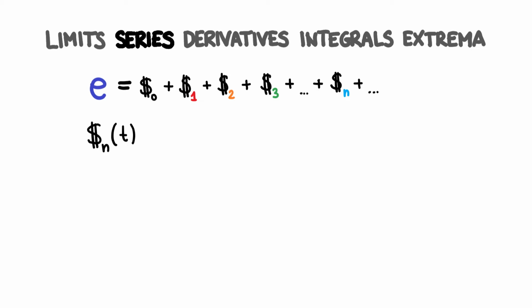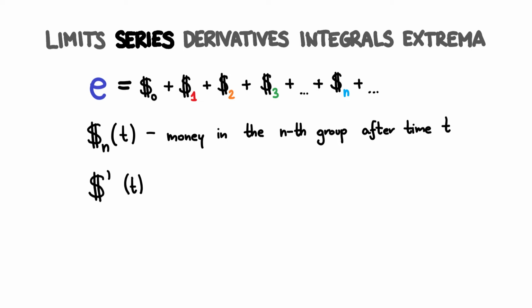Denote by Sn of t the amount of money in the nth group after time t. Then, for a given moment t, the speed of growth of money in the group number n+1 is proportional to the amount of money in the group number n. Moreover, by our assumption of 100% interest rate, the proportionality constant equals 1. Our goal is to compute the total amount of money after a year, which is S0 of 1 plus S1 of 1 plus S2 of 1 plus etc.